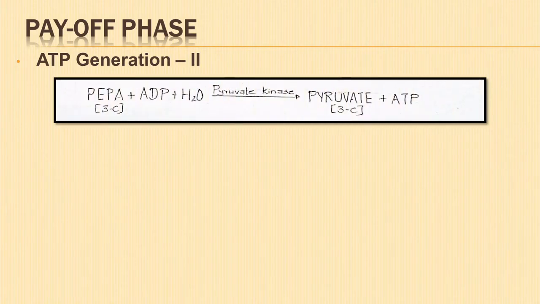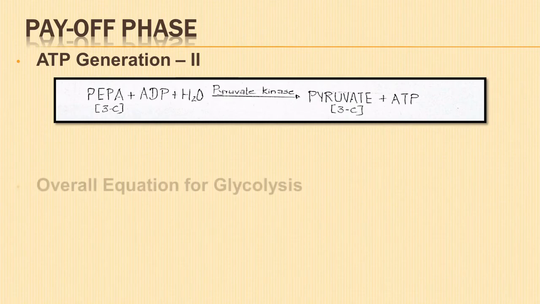The final step is ATP generation. On hydrolysis, phosphoenol pyruvate loses a phosphate group and forms pyruvate. The released phosphate group combines with ADP to generate ATP in the presence of enzyme pyruvate kinase. At the end of glycolysis, one glucose molecule is converted into 2 molecules of pyruvate.